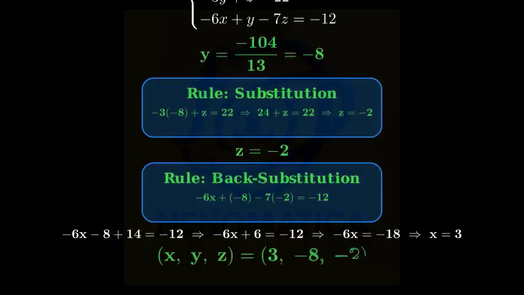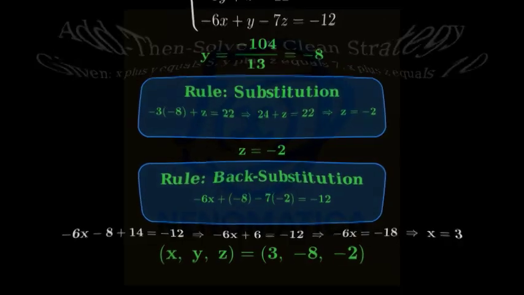Finally, we have the complete solution triple. The answer is x equals 3, y equals -8, and z equals -2.